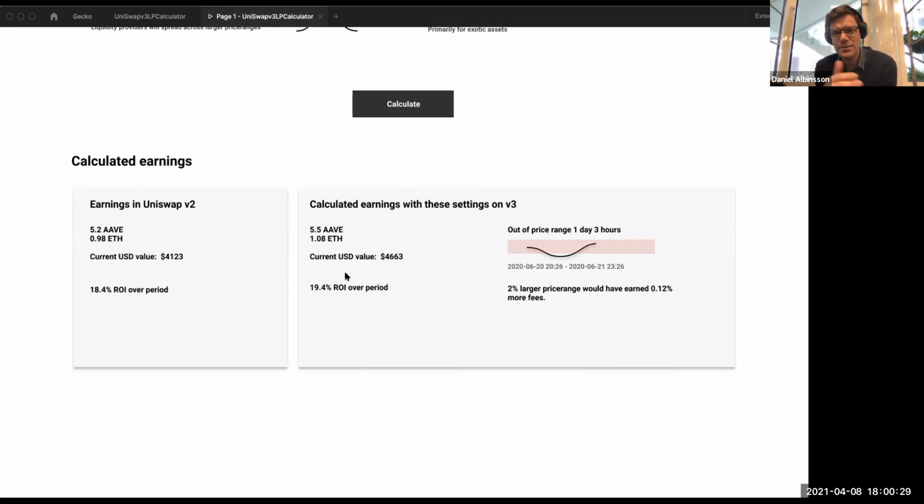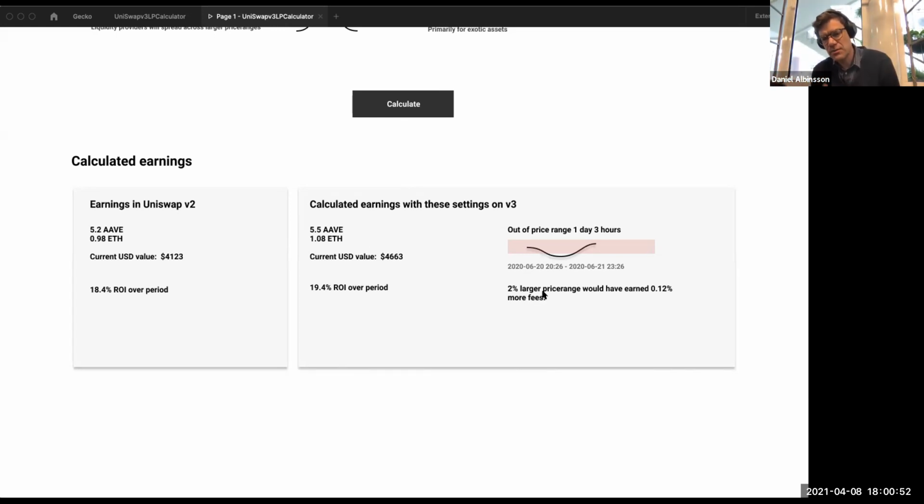So the idea here is to give you some hints on where you could optimize. You can see just regular optimization, the way we set it, it's a small optimization. You could see a time when you were out of the price range, and also some tips on, okay, you could have earned this much more based on this and this.